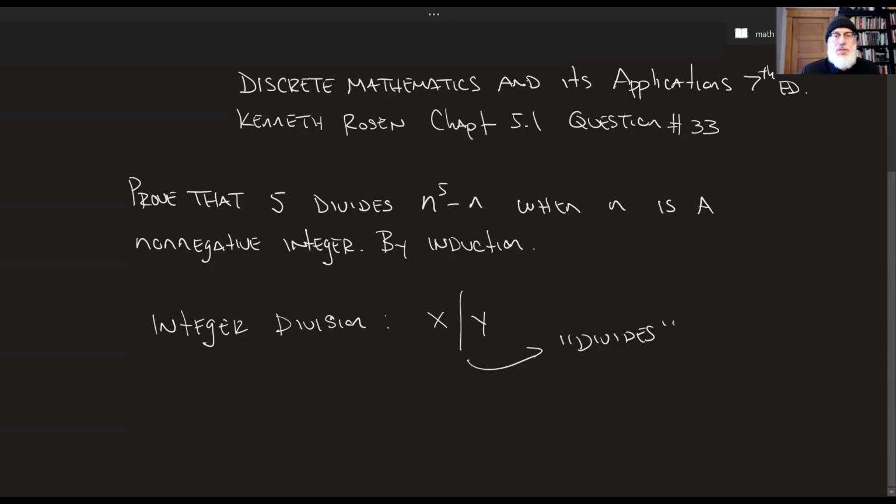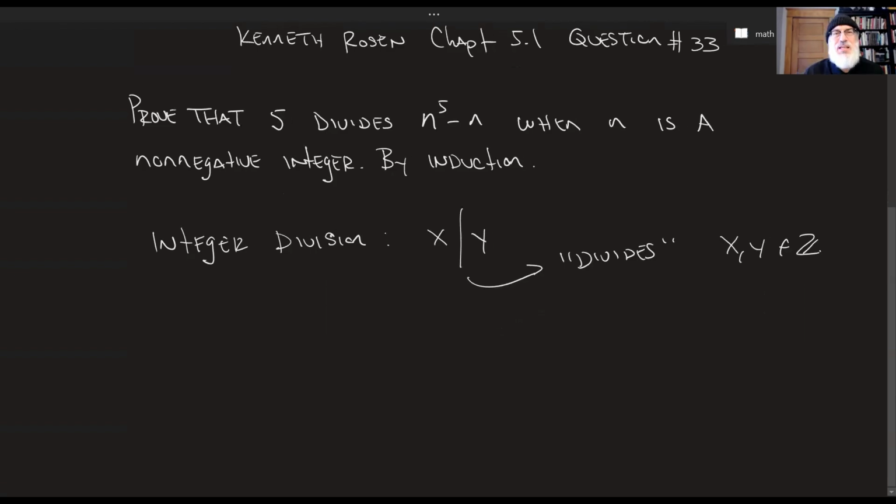So when we say that one of two integers divides the other, for some integers x, y in Z, where Z is the set of integers, this means it divides it evenly. And it also means that I can write y as an integer multiple of x. So division means I can write y as some value x times some integer k. So this is what it means to divide.